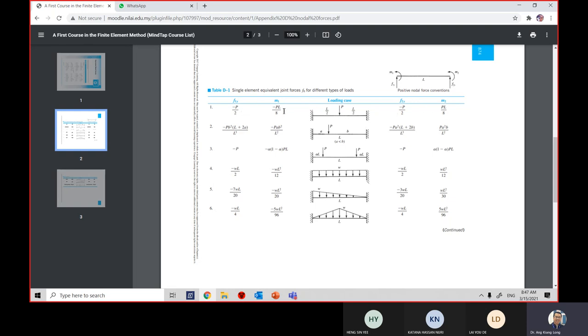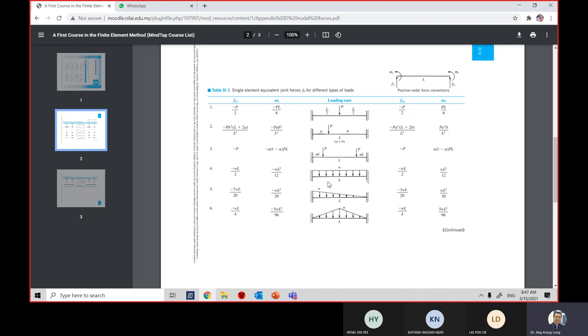And how do all these formulas work? You have to make sure that your assumption is the same as what you see on the screen here. All the forces are going up and your moment is anti-clockwise, with the length of L. If your structure does not have length L, maybe your length is a quarter L, then you cannot use all this information. All these formulas are based on the length of L.